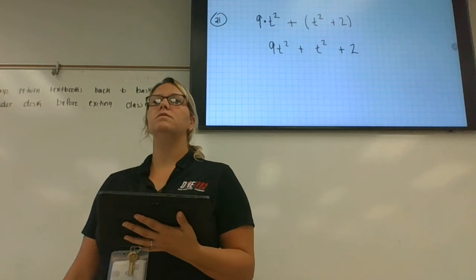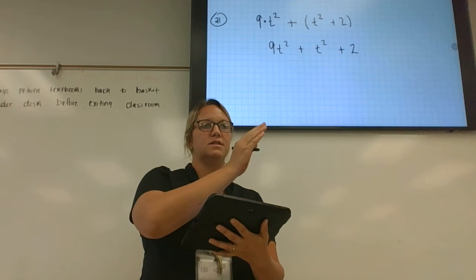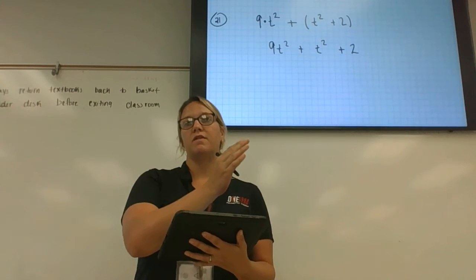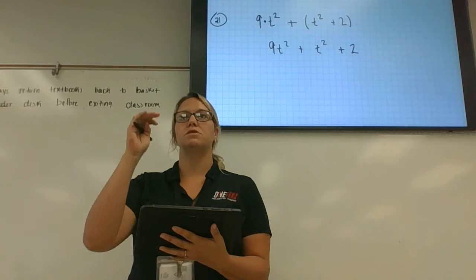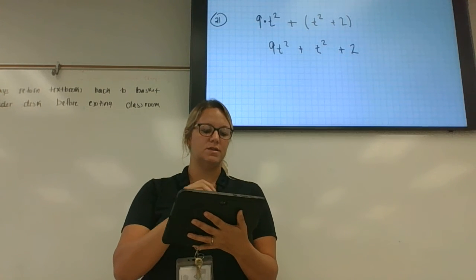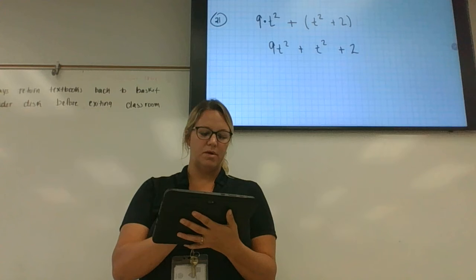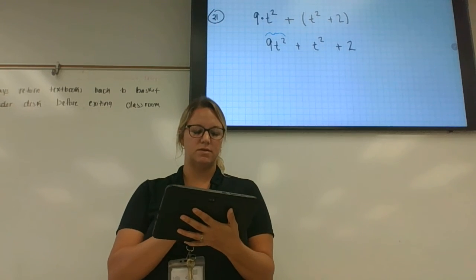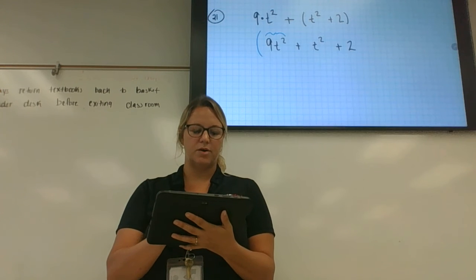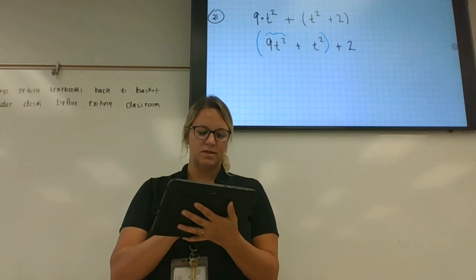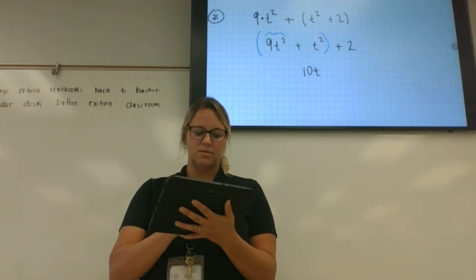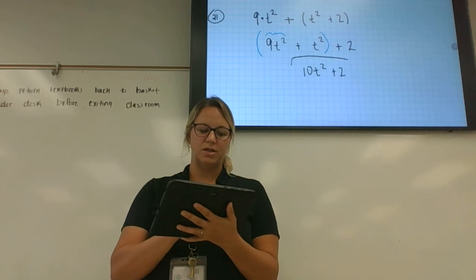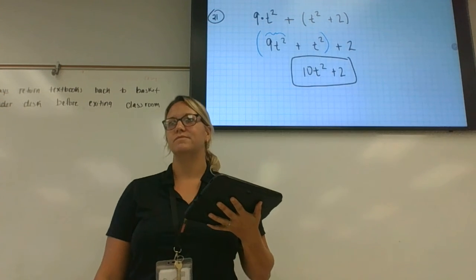Okay, so associative property would suggest that I could move those parentheses. I could even drop them if I wanted to because it's all addition here. I'm going to make that 9t squared. You know, you can just write that as 9t squared. I could, by associative property, move those parentheses and make this 10t squared plus 2. I could combine like terms here.